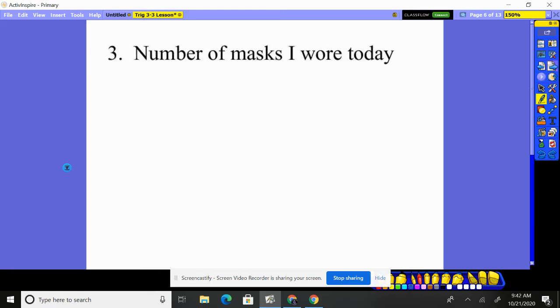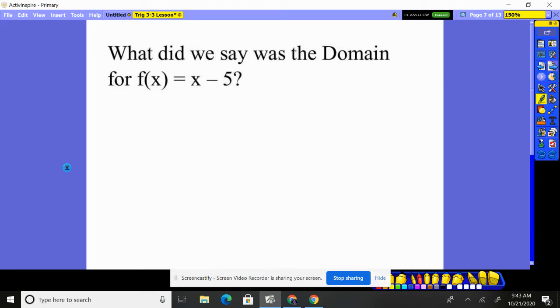That could work. What about the number of masks I wore today? Can you really wear 5.5 masks? No, you can't wear half a mask. And don't say, oh, well, you could tape one on. No, 5.5 is not the domain for the number of masks I wore today. So I'm trying to get you to think, okay, the domain is simply what can work, what can be plugged in to work. So what did we say was the domain for this? We said everybody works. There's no restrictions.